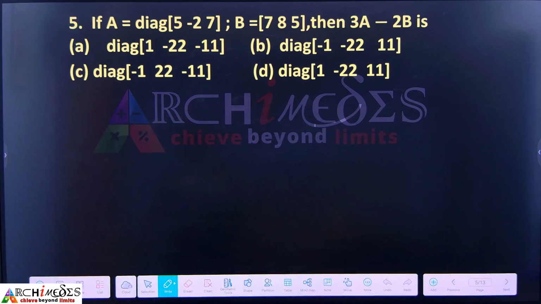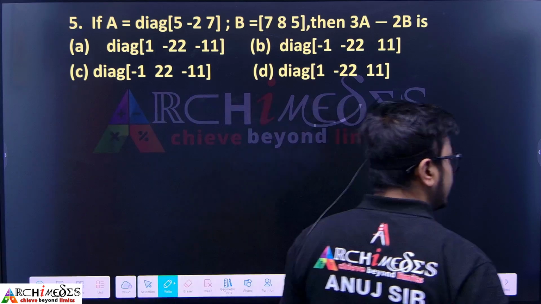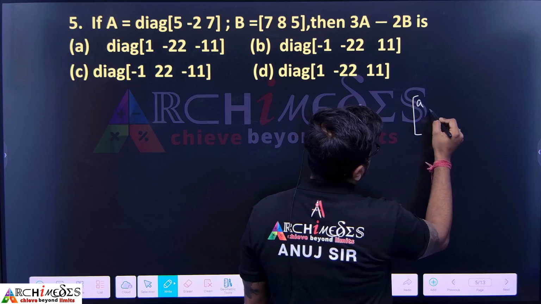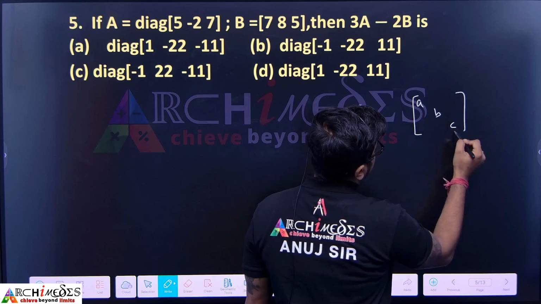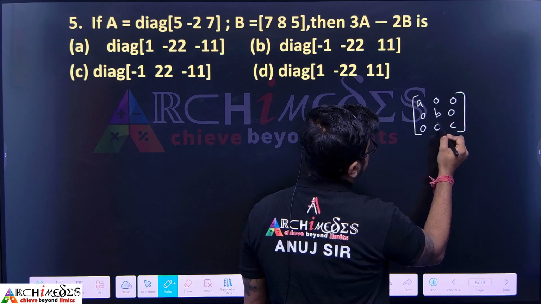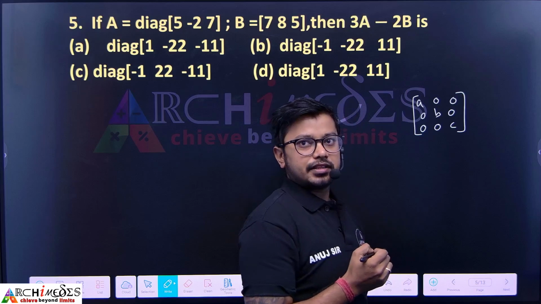Diag means diagonal matrix. It is called a diagonal matrix. I hope you all know the diagonal matrix. So look over here. In a diagonal matrix, you know very well, this is the diagonal matrix. Suppose A, B, C, everything else is 0. Diagonal matrices are those square matrices where each and every element is 0 except on the diagonal.